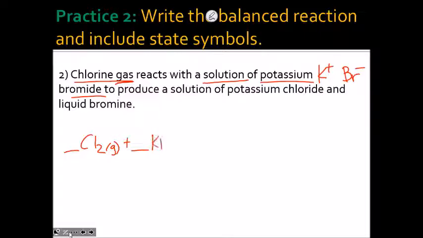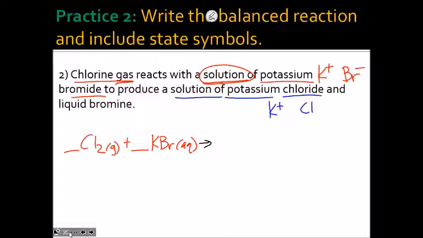So that's pretty easy. It says it's in solution, so what am I going to put next to the state symbols there? AQ, very good. AQ. Now let's go on over to our products. Producing a solution of potassium chloride, so that's K plus with Cl.